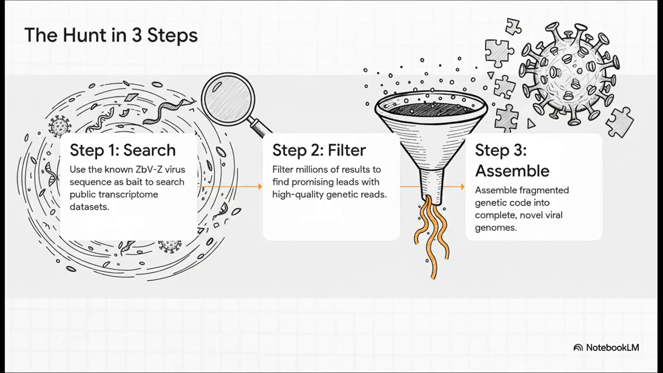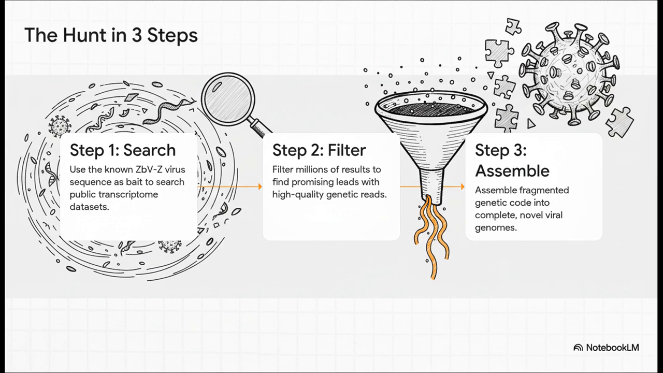The way they do it is so clever. It's like casting a digital dragnet. First, they take the genetic code of that one known Zybavirus and use it as bait. Then, they sift through millions of hits to find the really promising leads. And for the final step, they take all these little fragments of genetic code they've found and piece them together, kind of like reassembling a shredded document, to build a complete, brand new virus genome.